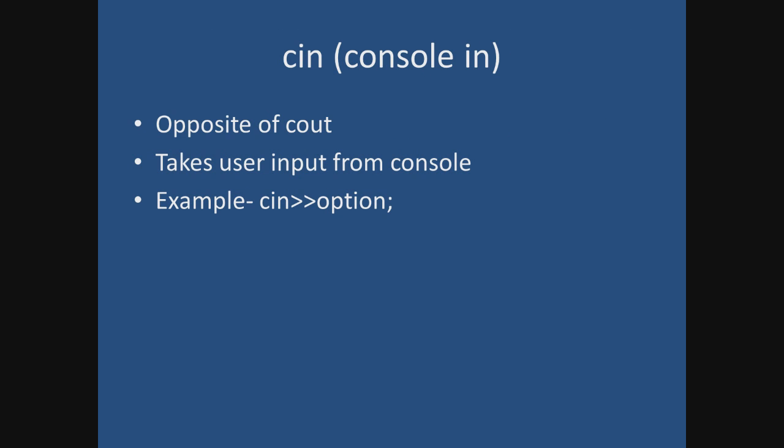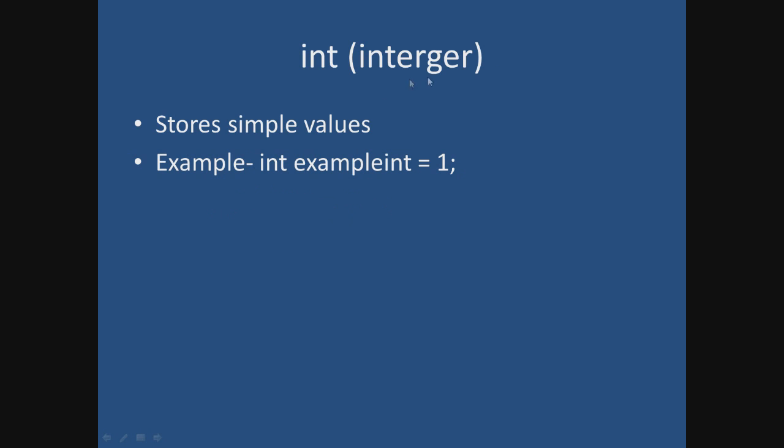Okay. First thing you're going to need to know is cin. It's like cout that I showed you in the last video, except it means console in and takes user input. Here's an example. cin >> option. That's an integer, which you're about to see what that is. Int, integer, stores simple values. Example: int example = 1.